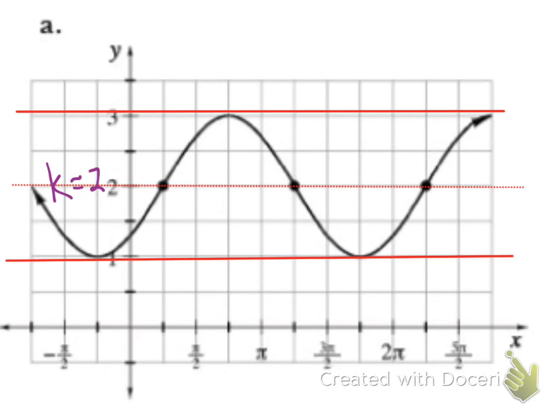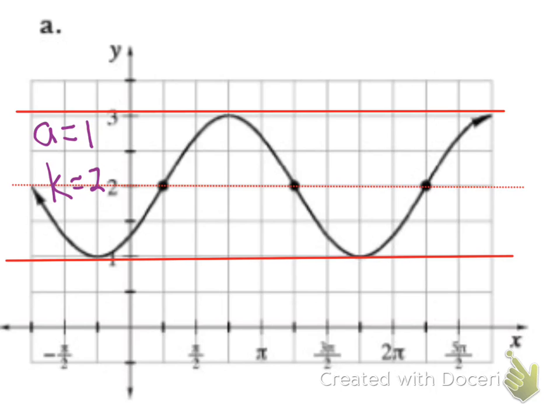Once I know my midline and I know how high up and down it goes, the distance here, which is the same as that distance, is now a 1, and that is my a value. So the amplitude in the a value is now 1.